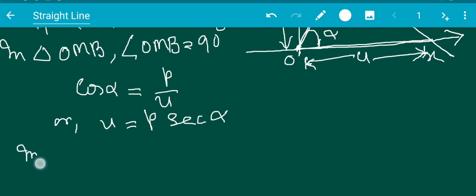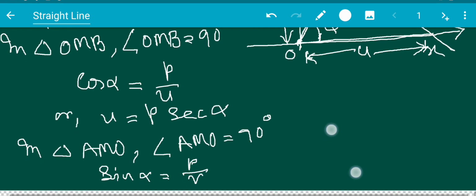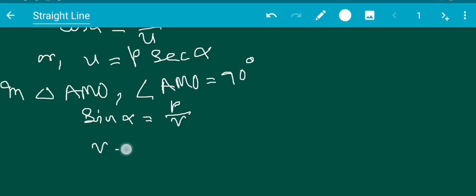And in triangle AMO, angle AMO is equal to 90 degrees, and here I can write sin alpha is equal to p by v. Okay, so what is your v? v is equal to p cosec alpha.